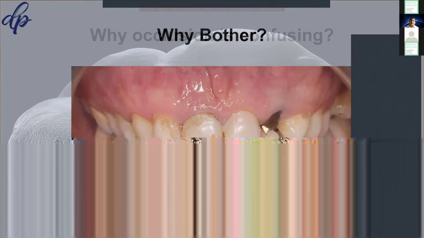Once you practice that, it doesn't take that long. And if you cannot predictably get the patient back to CR, and you're doing a complex treatment, you need to stop and probably give the patient a Michigan splint to make all the muscles relax.